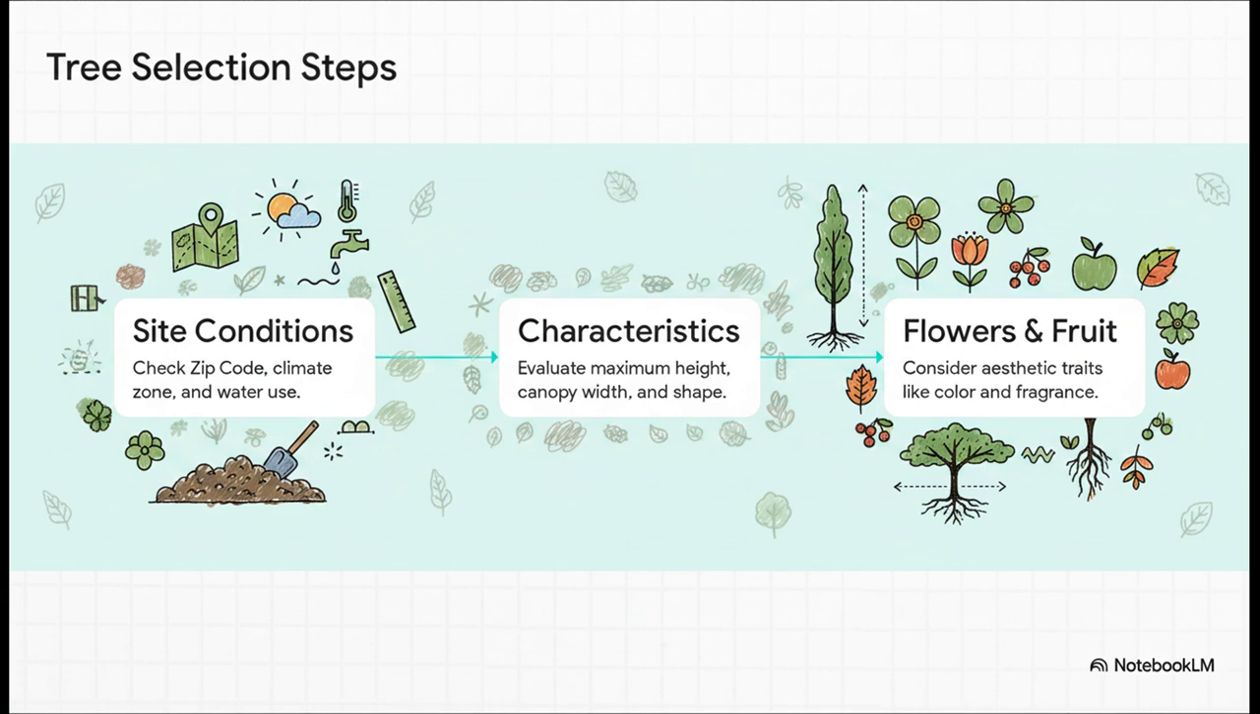Step 1 is always site conditions. What's the zip code, the USDA or Sunset climate zone? What are the water use ratings and soil constraints? Only after the site dictates the possibilities do we move on to Step 2, which is tree characteristics. Here we evaluate maximum height, canopy width, and root growth shape. Finally, in Step 3, we get to the fun stuff, aesthetics, like flowers, fruit, and fragrance. But remember, reverse this order, and you're basically setting the tree and your community up for failure.